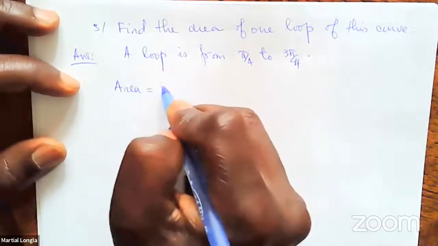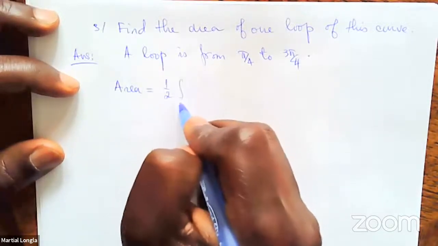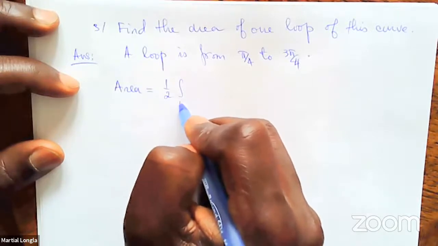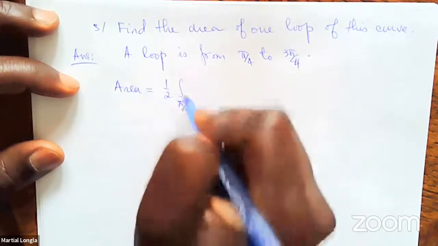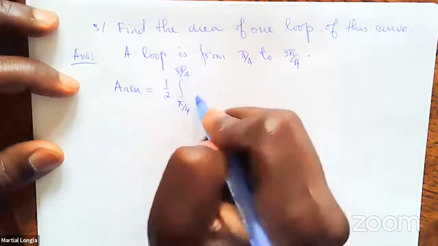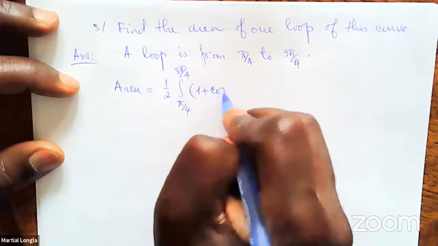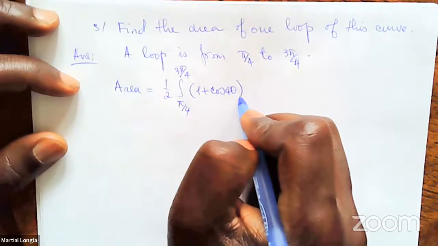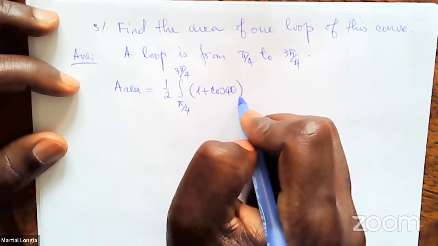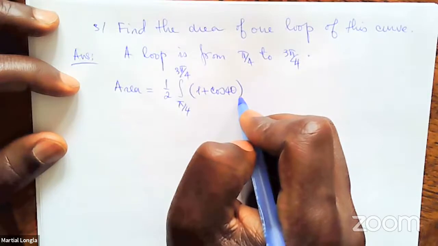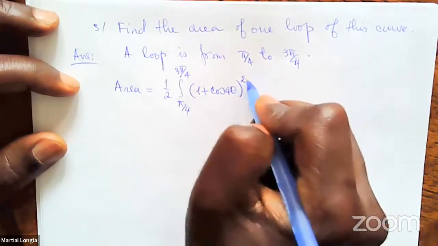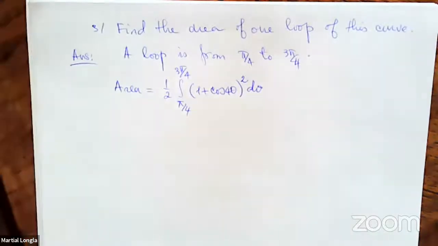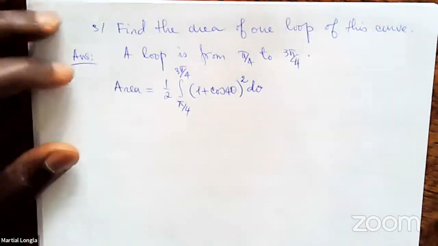With the integral 1/2 from the first point that you choose to the second point that you choose. And then in this case, it would be 1 plus cosine 4 theta d theta. Is that? Yeah, and then with a d theta at the end. Something missing. What's the formula? Squared. That's how you do it.